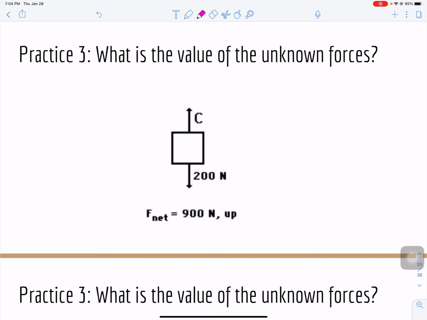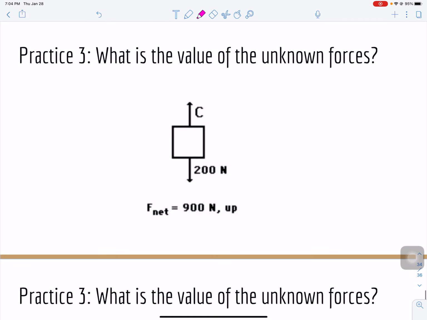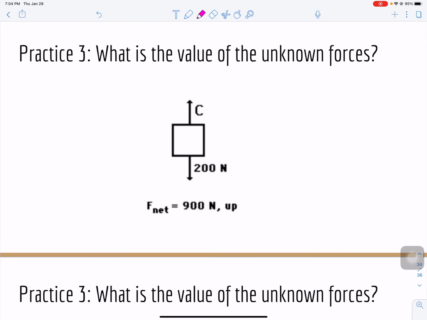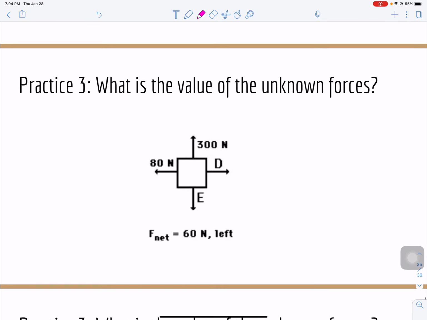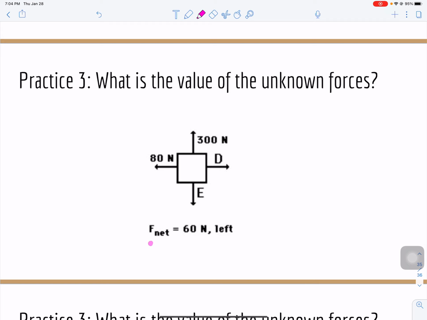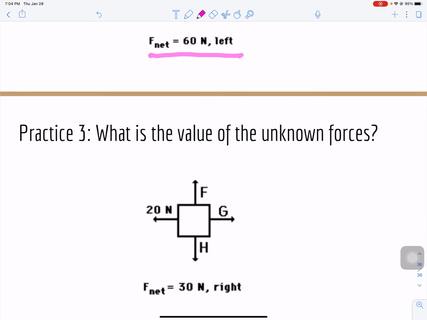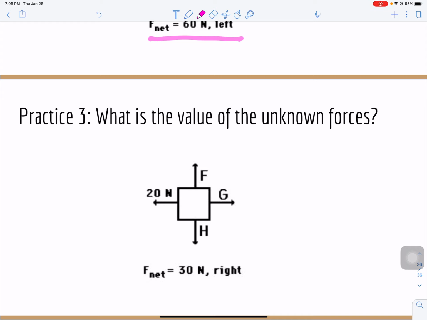Notice we've got some important information. So we've got this. So we want to know what is the value of C. Sorry, we've got a duplicate. Now, again, we want to look at this. So we want to know what is the value of D, what is the value of E. What is the value of F? What is the value of H? And what is the value of G?